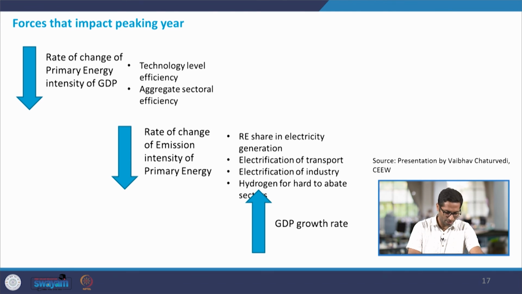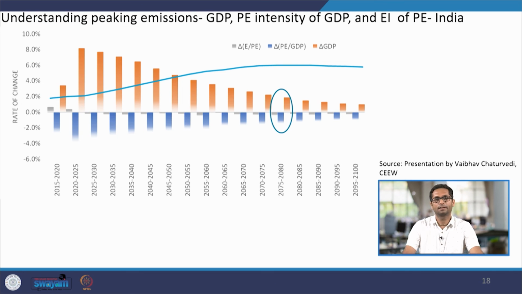So, let us try to understand with the help of a graph how things are expected to happen. Our GDP is expected to grow at a fast rate, almost around 8% for the present decade or so, and then it would be slowly reducing in intensity. What you see in orange is the GDP growth rate per year. That is expected to be positive for the coming 100 years or so.